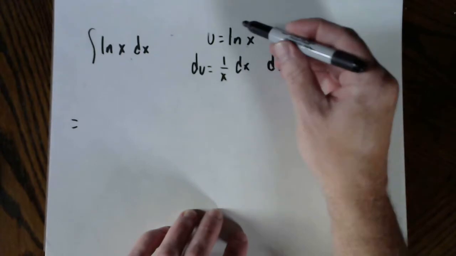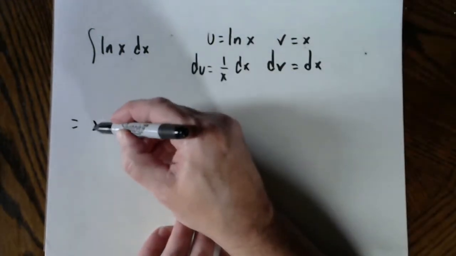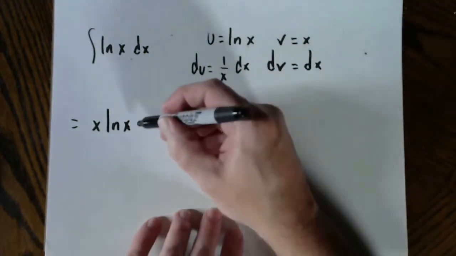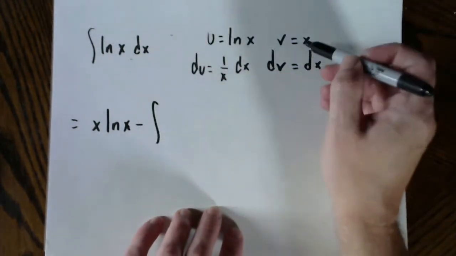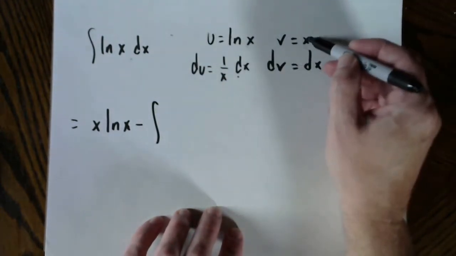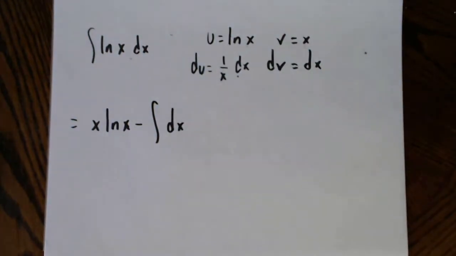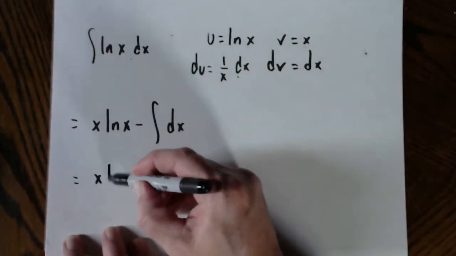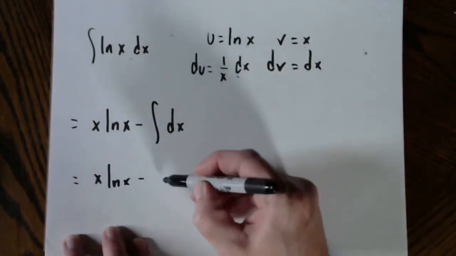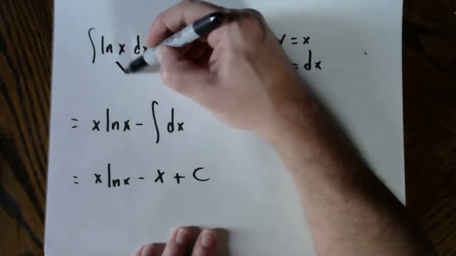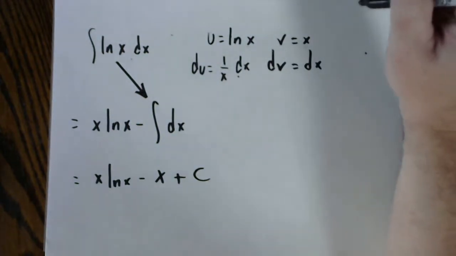Invoke the formula, uv. I'm going to actually write it this way. Looks better. I don't want ln x times x, looks silly. Minus integral v du. So I notice when I multiply v and du, these x's will cancel out. I'm just left with dx. And that's nice because that's trivial, right? So again, the idea is you go from something you don't know how to work with to something that you do.